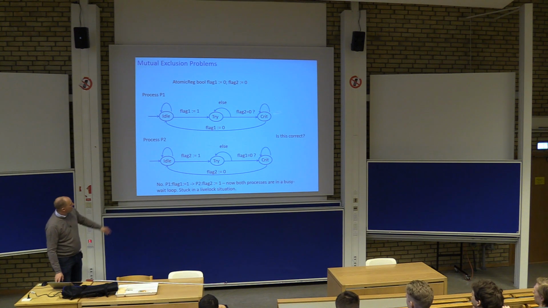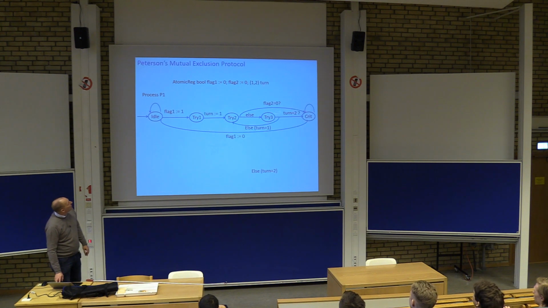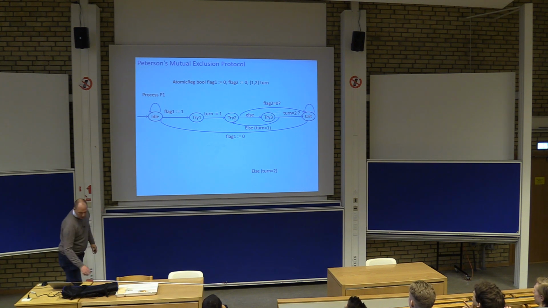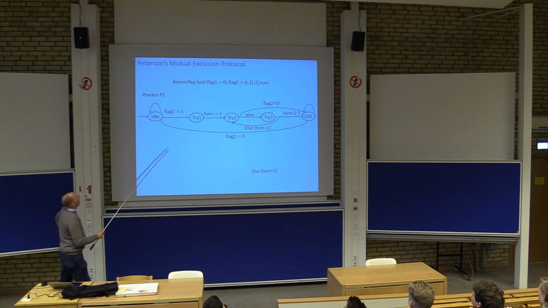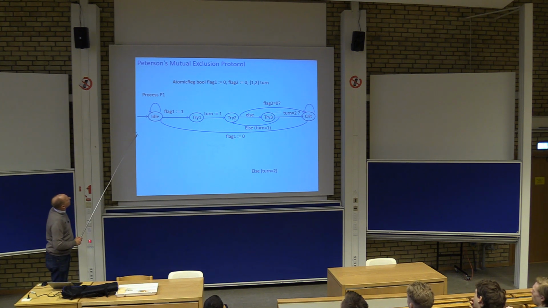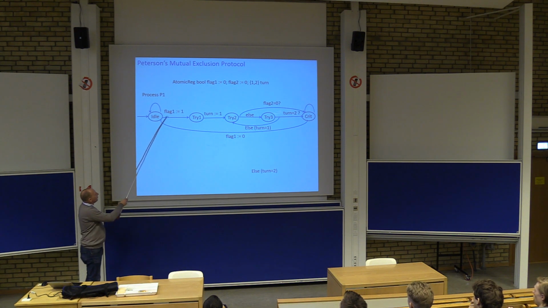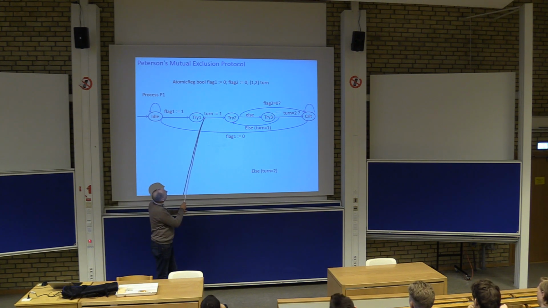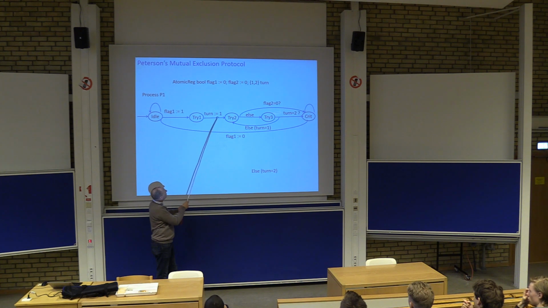Yeah, so this was what I said. So we are in a busy wait loop here, typically live lock. And this is a well-known protocol called Peterson's mutual exclusion protocol. So it starts in the same way. You set flag 1 to 1, but then it has another variable, turn, that is updated by both of the two tasks. And task 1 will set it to 1, and task 2 will set it to 2.